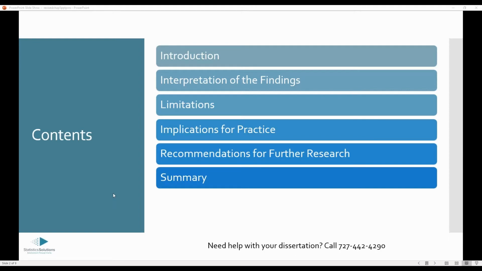So the discussion chapter, people are sometimes confused, or they're not really sure what goes into it. They think it's kind of a repeat of the results. So let's clear up what actually goes into the chapter. These are the sections we'll be covering today: introduction, interpretation of the findings, limitations, implications for practice, recommendations for further research, summary. Again, get a hold of your school-specific template. Sometimes they'll call the sections different things, but essentially the content should be pretty standard.